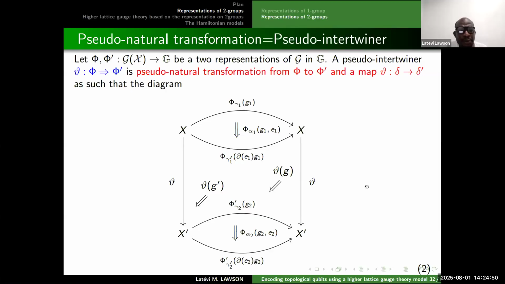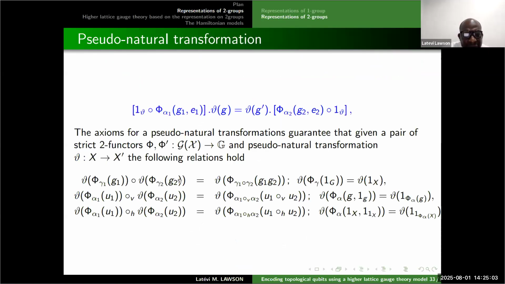Now, once we define the representation of category, we are going to define a pseudo transformation, how to transform one functor to another one. It is given by this diagram, and this diagram should commute and give me this relation, the intertwining relation, which generalizes the natural transformation. Now, this is the boring part of this presentation, to describe the mathematical tool that I'm going to use.